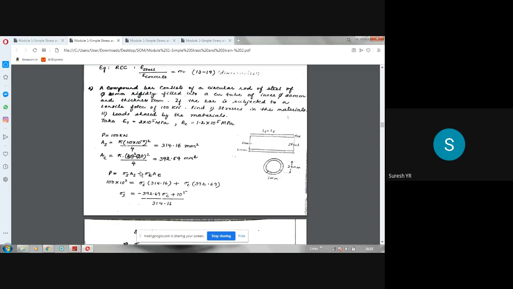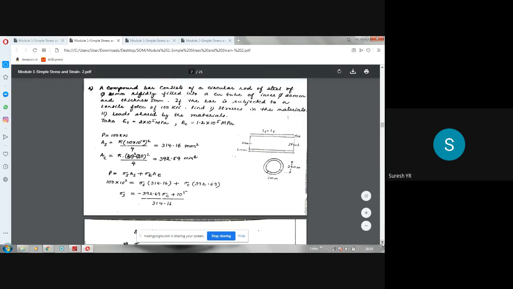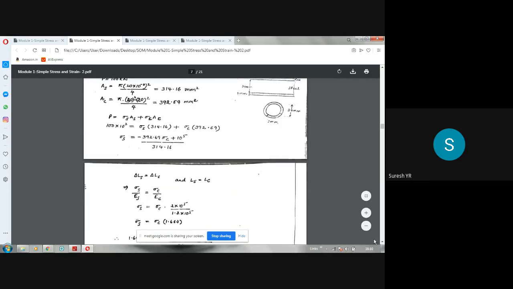Now use the first condition, the equilibrium condition. So we have to find sigma S and sigma C, the stress in steel and stress in copper. So you know the areas, so you know force P. P is equal to sigma S AS plus sigma C AC. We express one stress in terms of the other. Okay. So express sigma S in terms of sigma C. That is one condition. Next, the second condition is the strain compatibility condition.